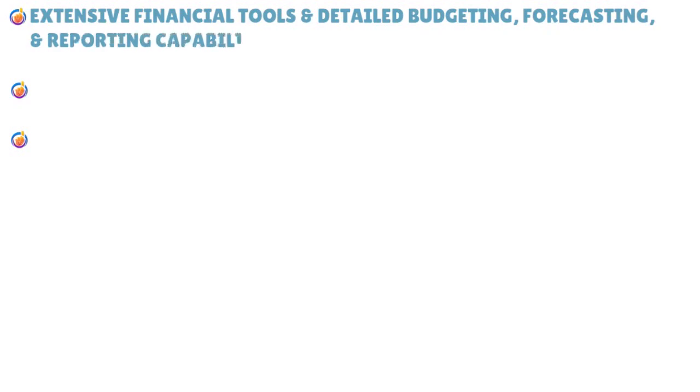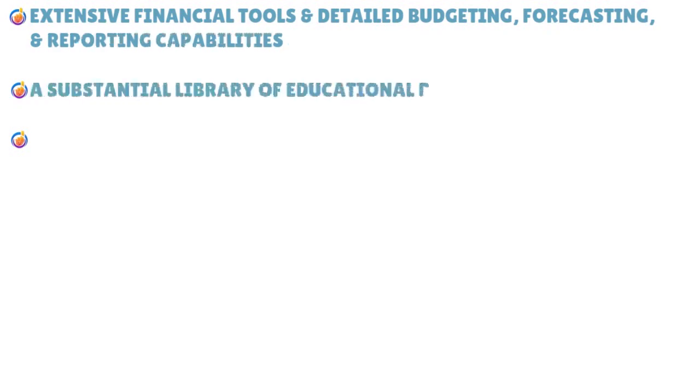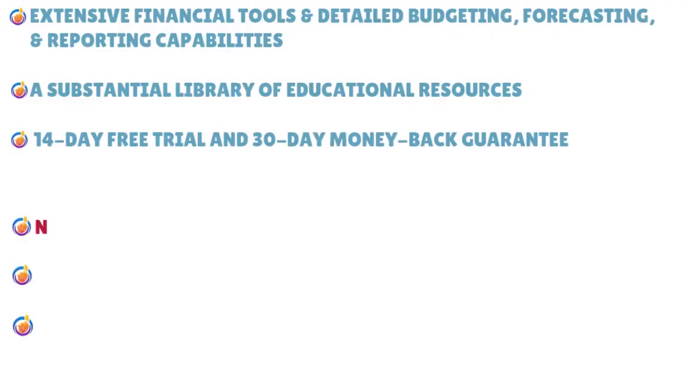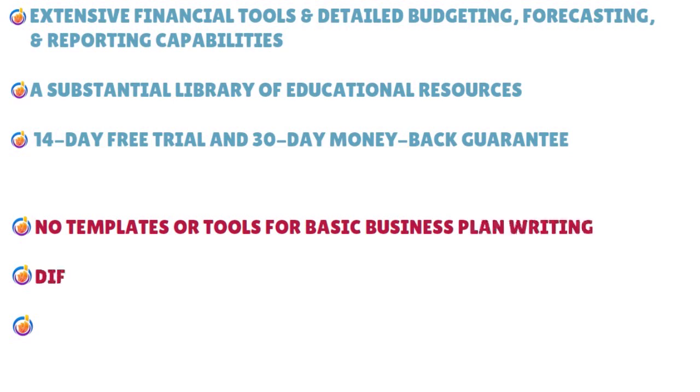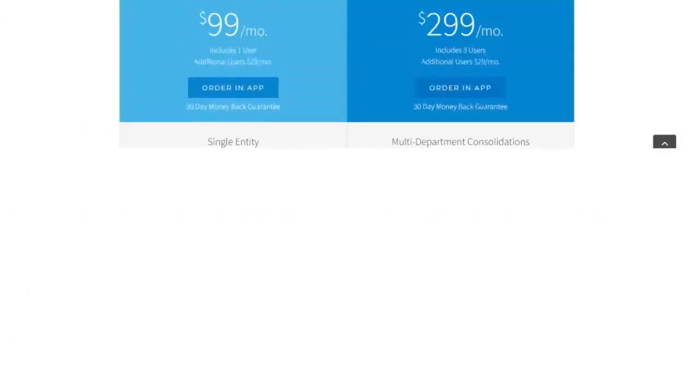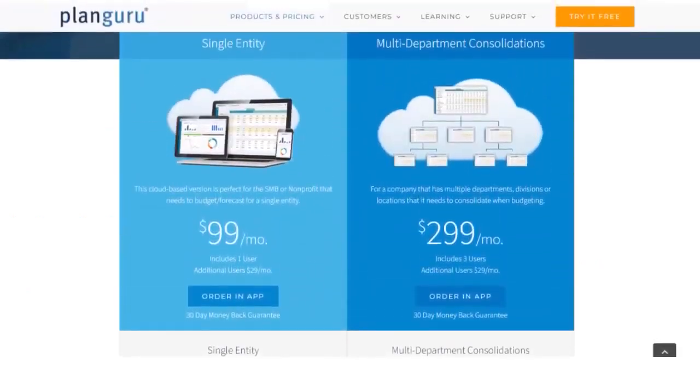Pros: you have extensive financial tools and detailed budgeting, forecasting, and reporting capabilities. You have a substantial library of educational resources. And you have a 14-day free trial and a 30-day money-back guarantee. What about the cons here? There are no templates or tools for basic business plan writing or even investor pitch deck writing, and it's kind of difficult to get started without prior financial knowledge. And it is really expensive, especially if you want to add additional users later on. Here is the pricing for Plan Guru as of the date of this show.